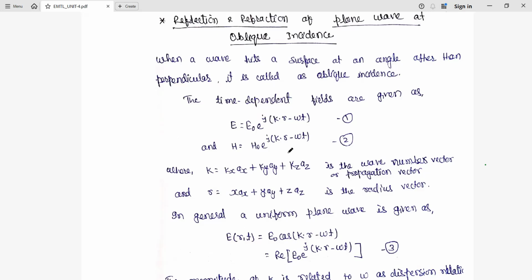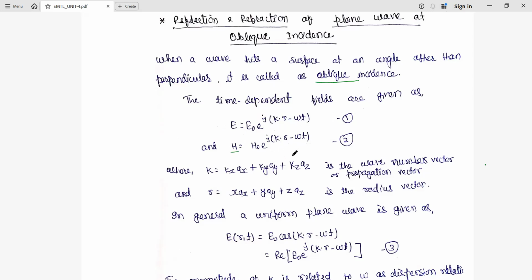Okay. So now here what we are going to see is that if a wave is going to strike the surface at any angle apart from 90 degrees, then we call it oblique incidence. So that angle is apart from 90 degrees. So here we have time dependent fields, represented with the help of K and R. The first equation is E equal to E naught e to the power j (K·R minus omega t), whereas the magnetic field is H naught e to the power j (K·R minus omega t).